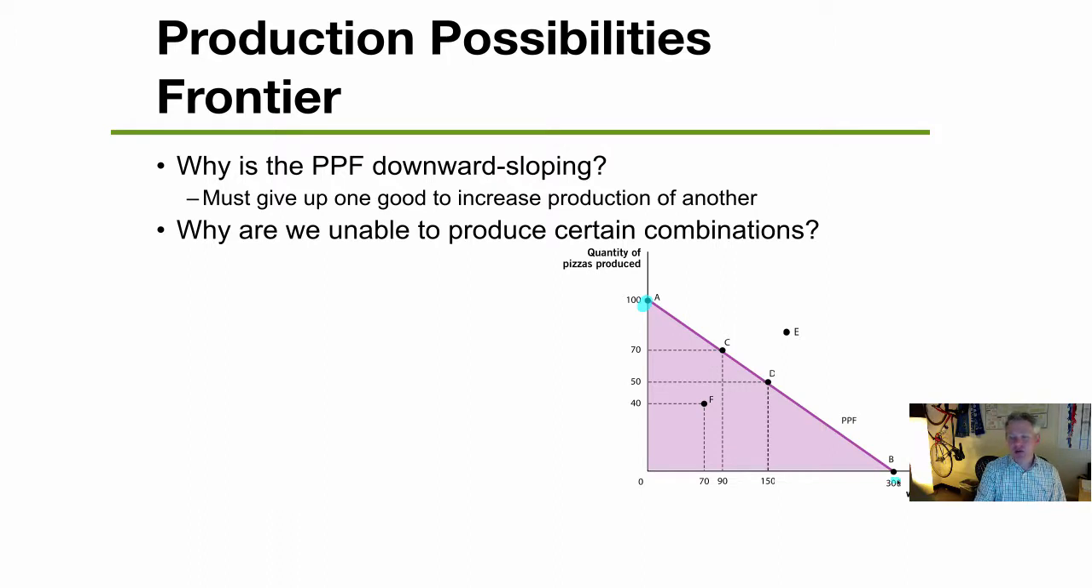The same thing is true here. If you are producing nothing but wings and you want to produce one pizza, you have to give up some wings in order to move this way on the Production Possibilities Frontier. All right.